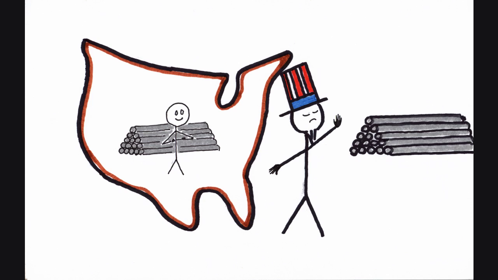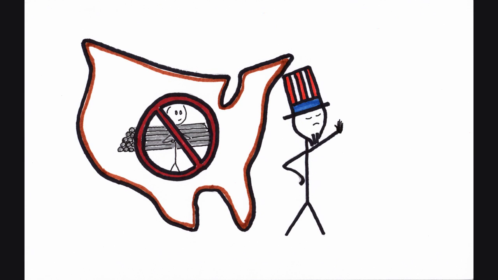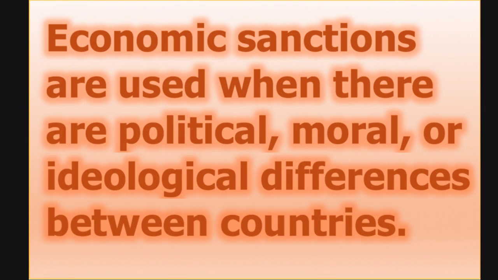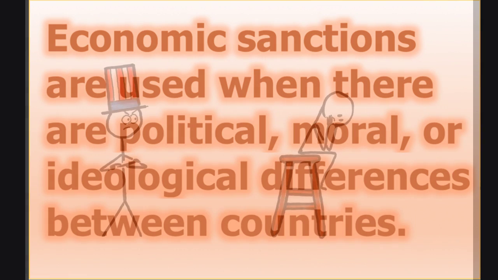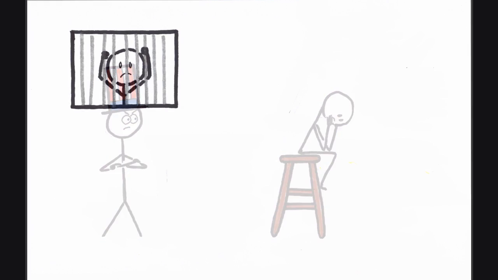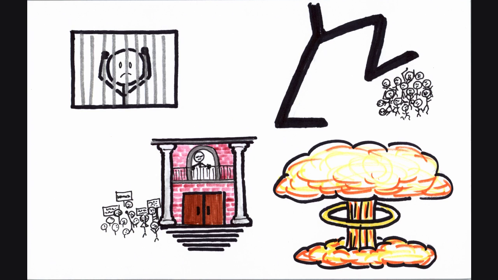Economic sanctions differ from protectionist policies in that they're not intended to protect the economic interests of the domestic producer, but rather they use economic penalties in an effort to punish a target country. Economic sanctions are used when there are political, moral, or ideological differences between countries. The end goal of the sanctions is to make the target country change its behavior. This could be anything from releasing a political prisoner to halting human rights abuses to giving up nuclear weapons development or even changing an entire political regime.